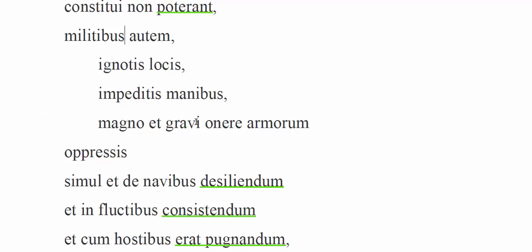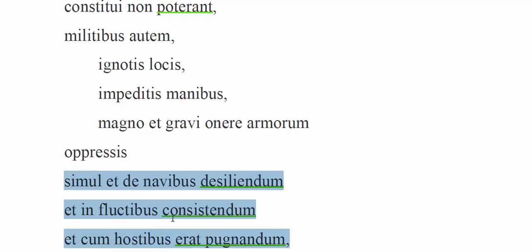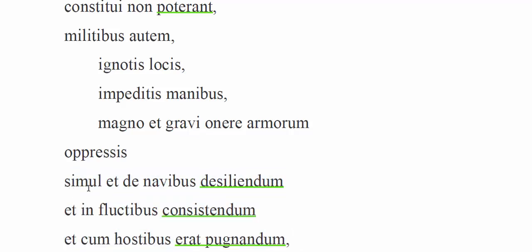the large and great, you might say this is a hendiadys, the very large burden of their weapons, all ablatives of means by which they are being overwhelmed, all at the same time. Notice the repetition. At the same time, from the ships, they had to jump. Remember the passive periphrastic, Carthago delenda est, Carthage must be destroyed.